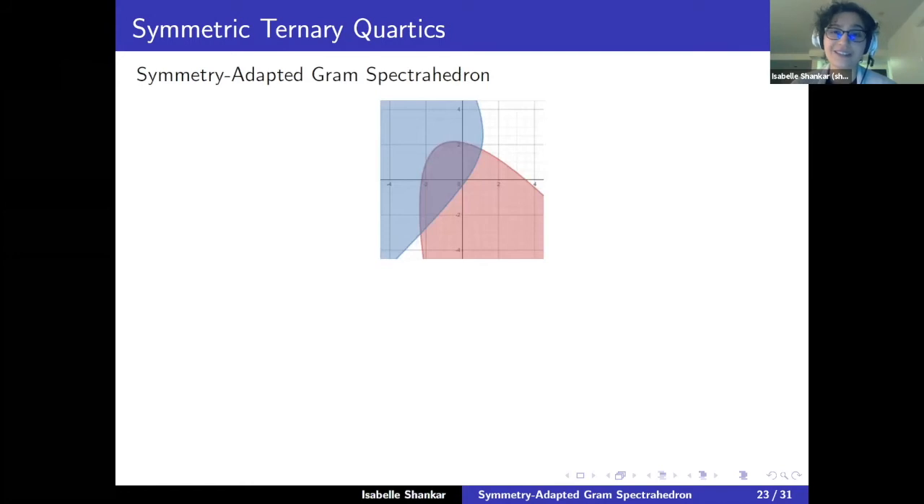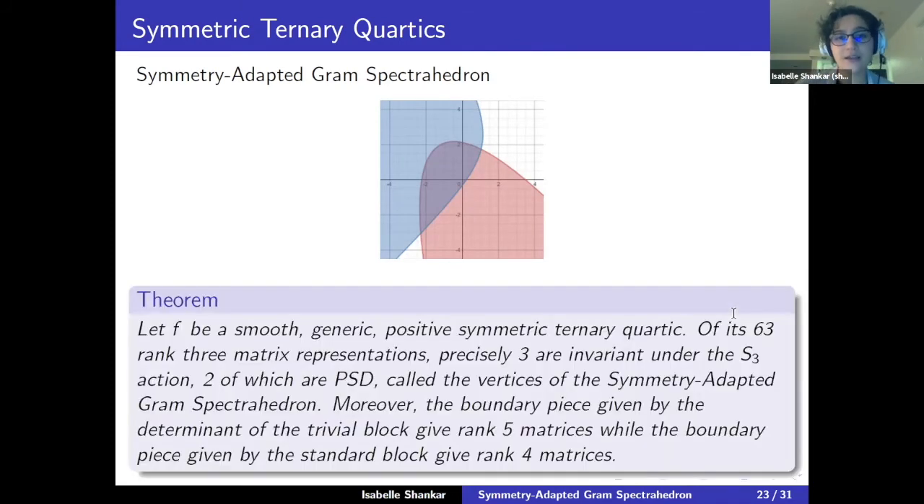And since it's a two-dimensional object, we were able to completely describe the symmetry adapted Gram spectrahedra generically for symmetric ternary quartics. So it turns out that generically, for a positive symmetric ternary quartic, the symmetry adapted Gram spectrahedron will be the intersection of this left component of a hyperbola and this parabola here. The hyperbola comes from the standard block and the parabola comes from the trivial block.